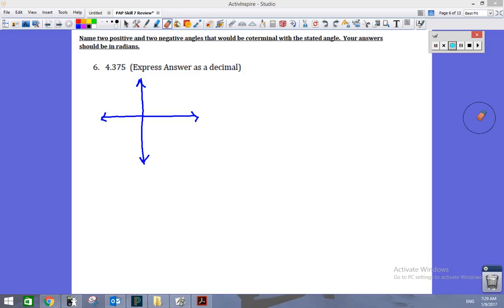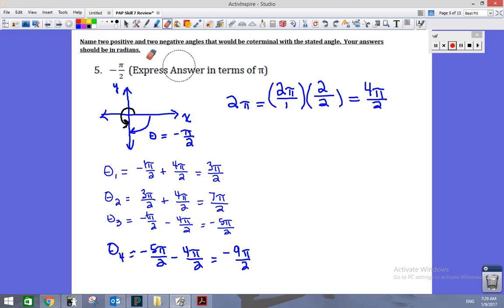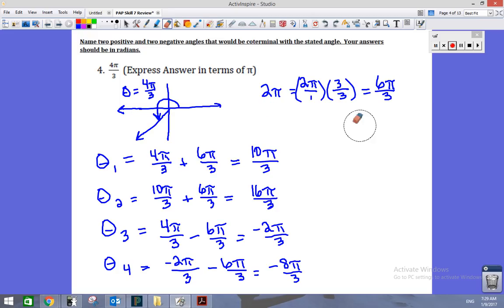Well, with 4, 5, and 6, we're doing the same idea, only we're working in radians. And you're probably a little bit less familiar with radian measure than you are with 360. With a radian measure, one complete revolution is 2 pi radians. And when I add or subtract complete revolutions of 2 pi, I often have to rewrite 2 pi with a specific denominator in mind. I think we wrote them with a denominator of 2 and with a denominator of 3.